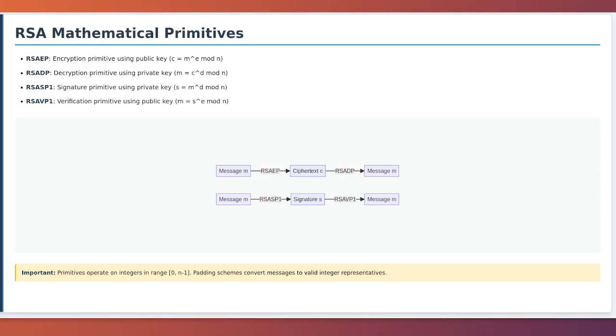These primitives operate on integers, not arbitrary data. This is why encryption and signature schemes need padding mechanisms to convert variable-length messages into properly formatted integer representatives in the range 0 to n-1. The padding is also crucial for security, as raw RSA primitives without padding have numerous vulnerabilities including malleability attacks and chosen ciphertext attacks.